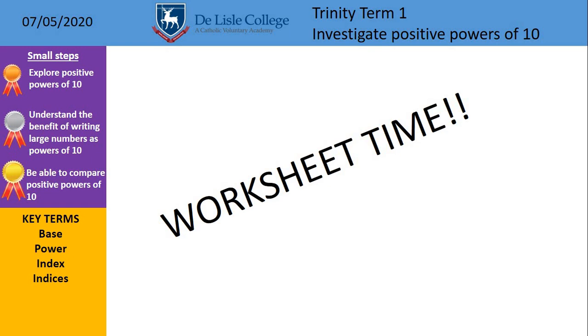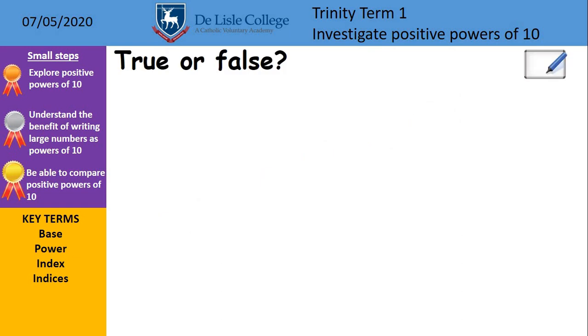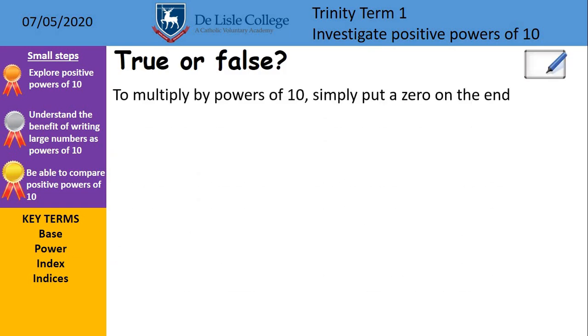Okay, so for true or false, it's going to be a little bit different how we do this, obviously, without closing our eyes and holding our hands up in the air. I would simply just like you to be nice and honest there, and when you've heard the question, pause it, ponder over it, and then decide if it's true or false for me. So to multiply by powers of 10, simply put a 0 on the end.